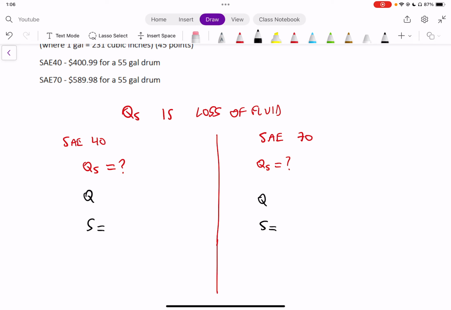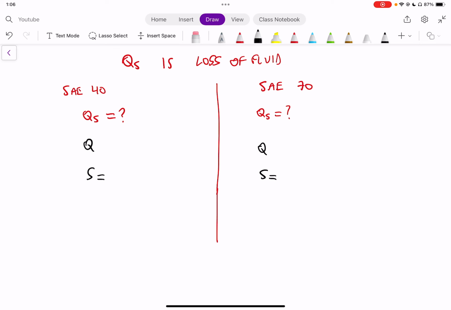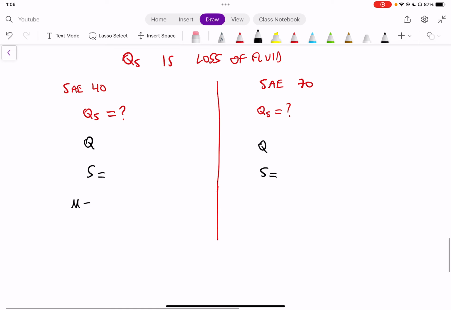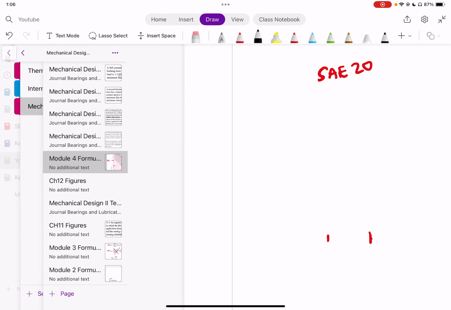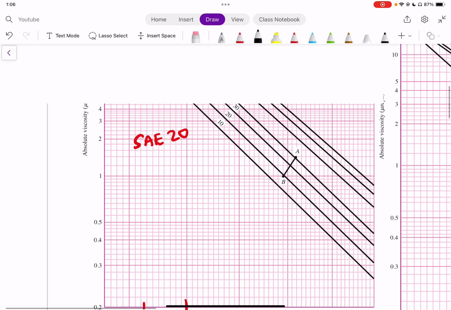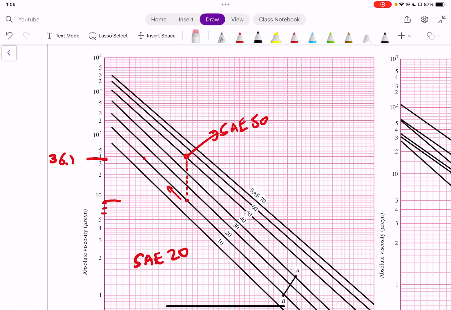Now, based on the assembly that we have and at 100 degrees Fahrenheit, we're going to have different mu's, so everything is going to be the same except for mu, our viscosity. So our viscosity for SAE 40 and our viscosity for SAE 70 based on the temperature is going to be different. And then based on that, we're going to figure out which one has the highest loss. So going to our chart, we can find out what our SAE 40 and what our SAE 70 values would be for viscosity.